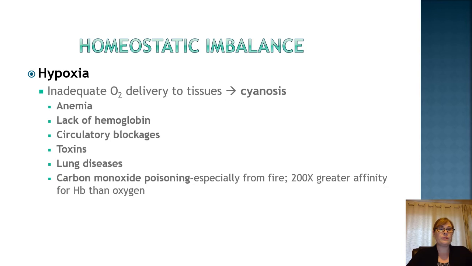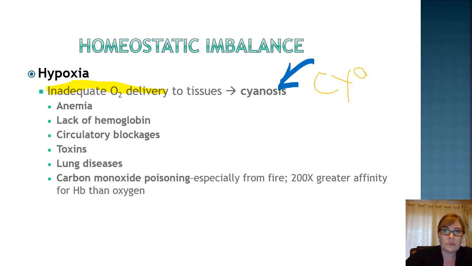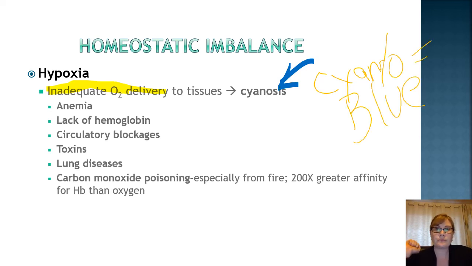All right, so what happens if you have a homeostatic imbalance? What happens if there's not enough oxygen to the tissues? All right, so one thing that you get is cyanosis. Cyano means blue. And so you see a blue tinge to the lips, to the nail beds, to the mucous membranes. And we use this word hypoxia, hypo, which is not enough, and oxia refers to oxygen, so not enough oxygen. What could be causing this? Inadequate oxygen delivery.